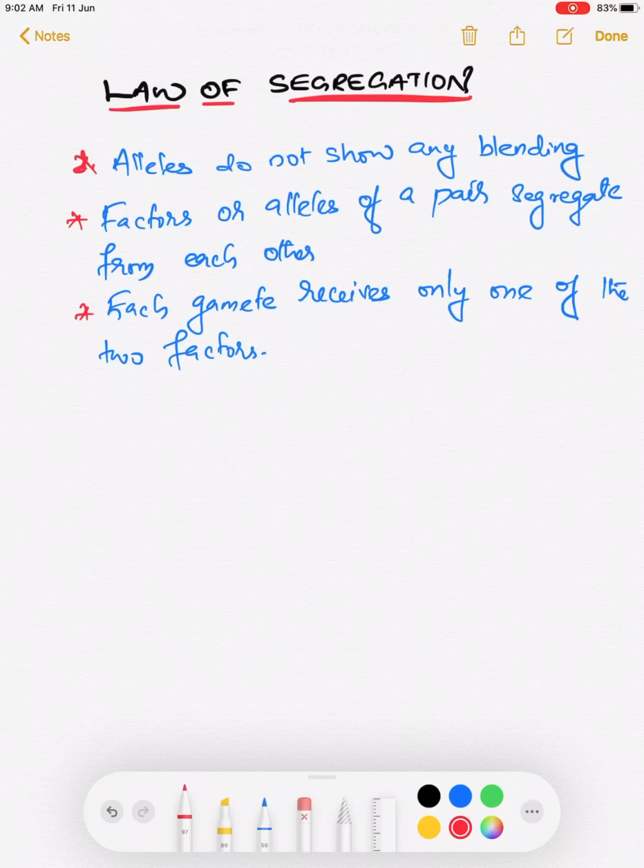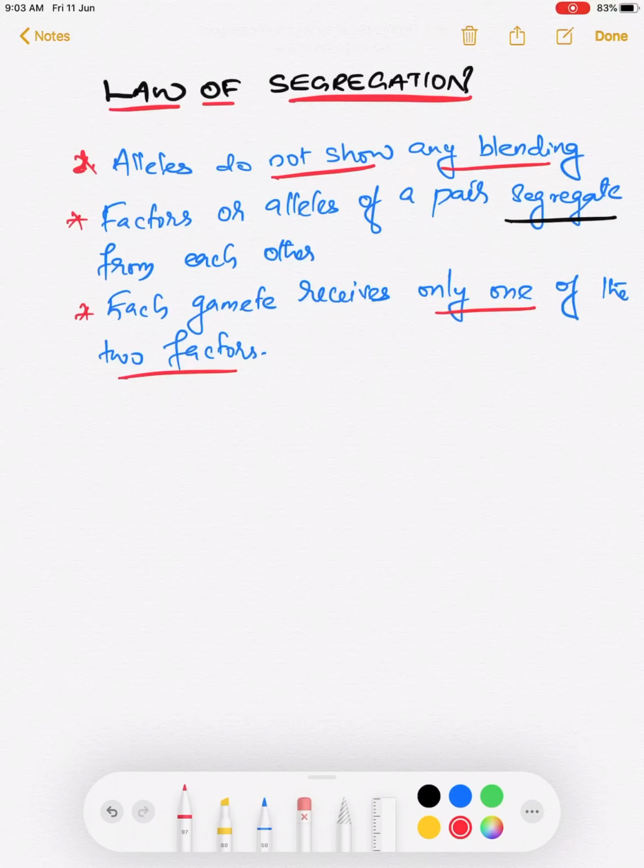Law of segregation is mainly based on three facts. The first fact, alleles do not show any blending. The second fact, factors or alleles of a pair segregate from each other. The third point, each gamete receives only one of the two factors. I will explain all these three points in detail.